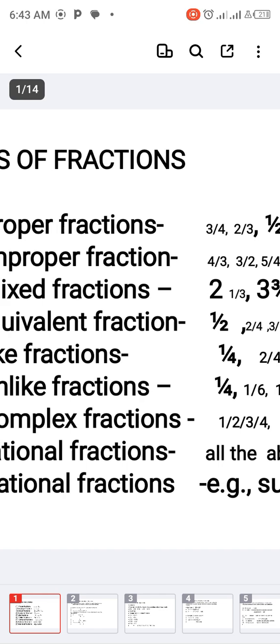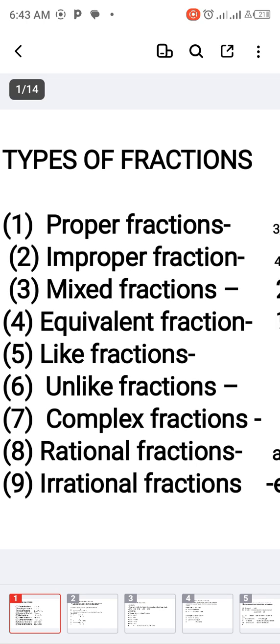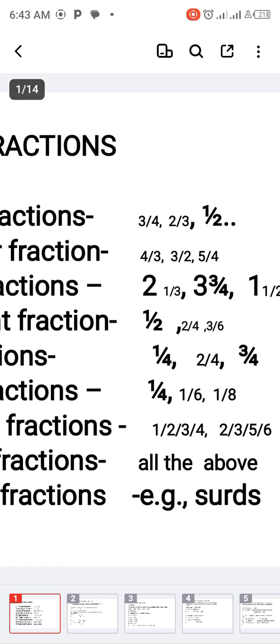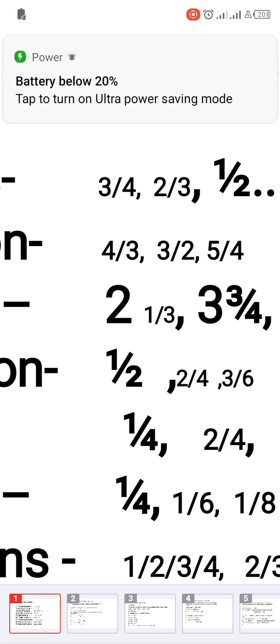Now, what are improper fractions? Improper fraction, which is number 2 here, is a direct opposite of proper fraction. That is to say, they are fractions whose numerators are greater than the denominators. So that 4 over 3, 3 over 2, and 5 over 4 are what? Improper fractions.